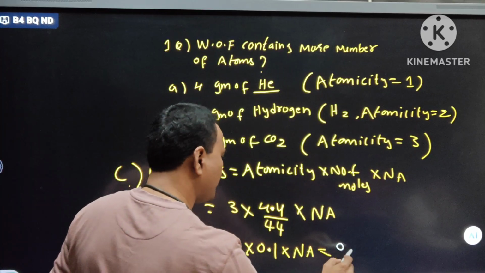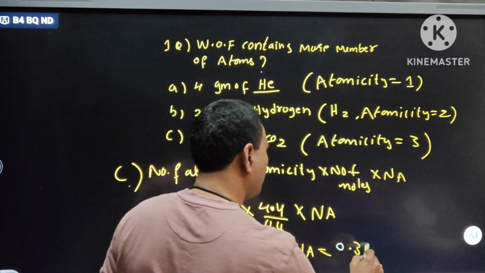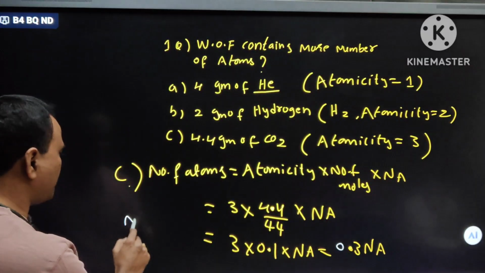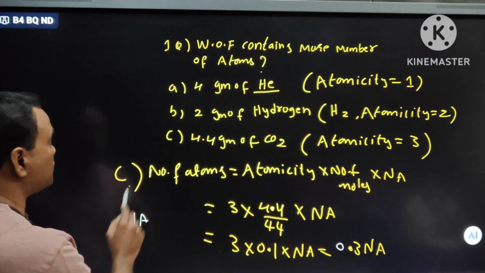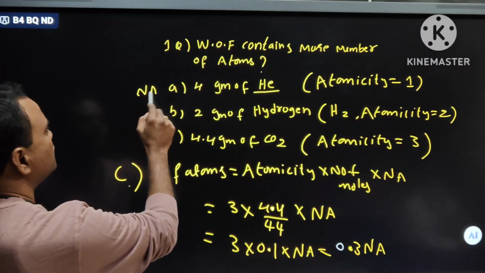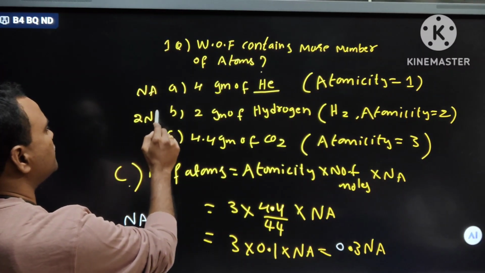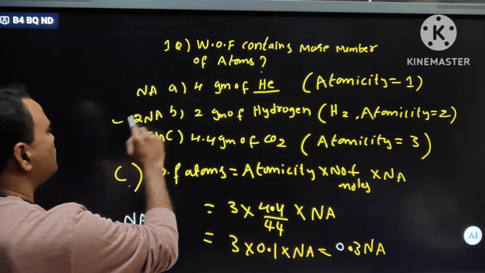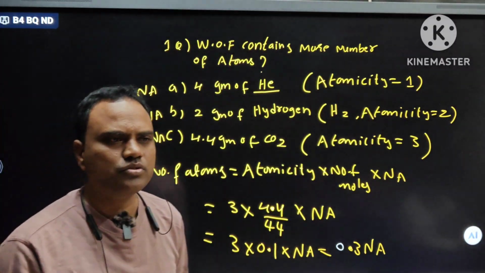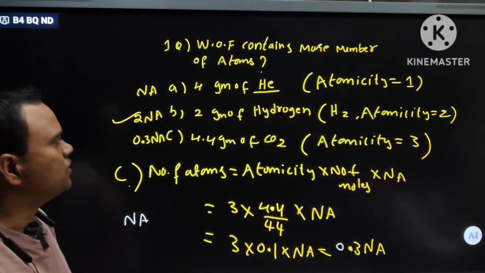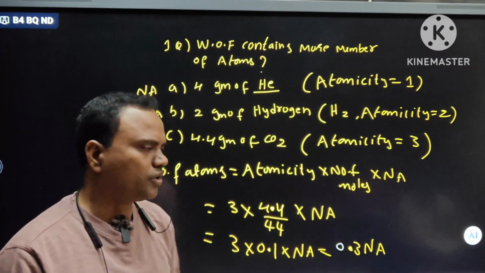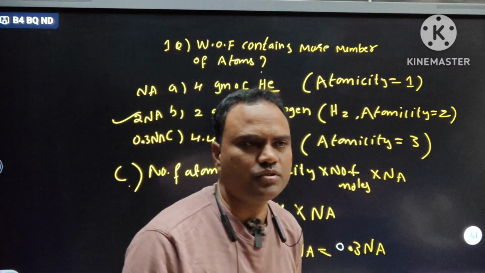So 3 into 0.1 is 0.3 Na. See, for the first option we got Na, for this option we got 2 Na, for this option we got 0.3 Na. So which is greater? 2 Na. So the answer is the second option. In the second option, more number of atoms are present. Okay. Right. Let us see the next question.